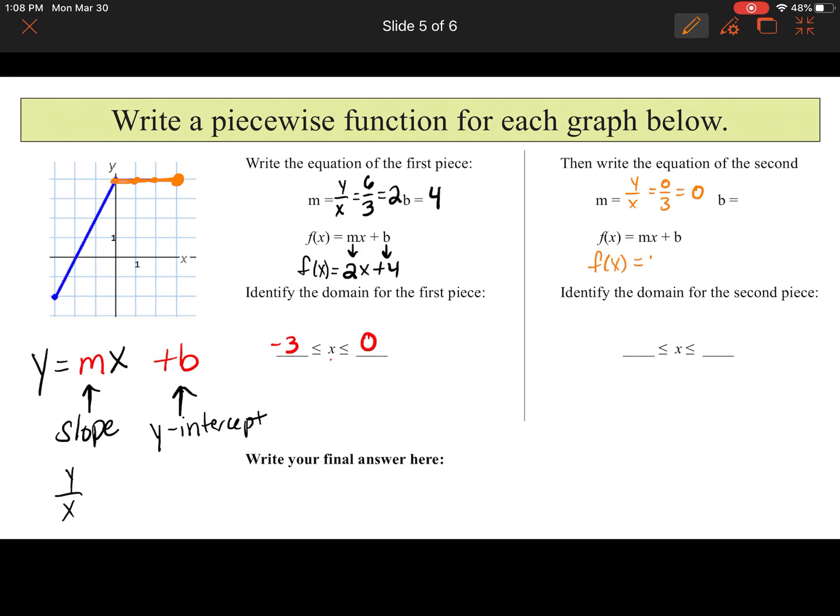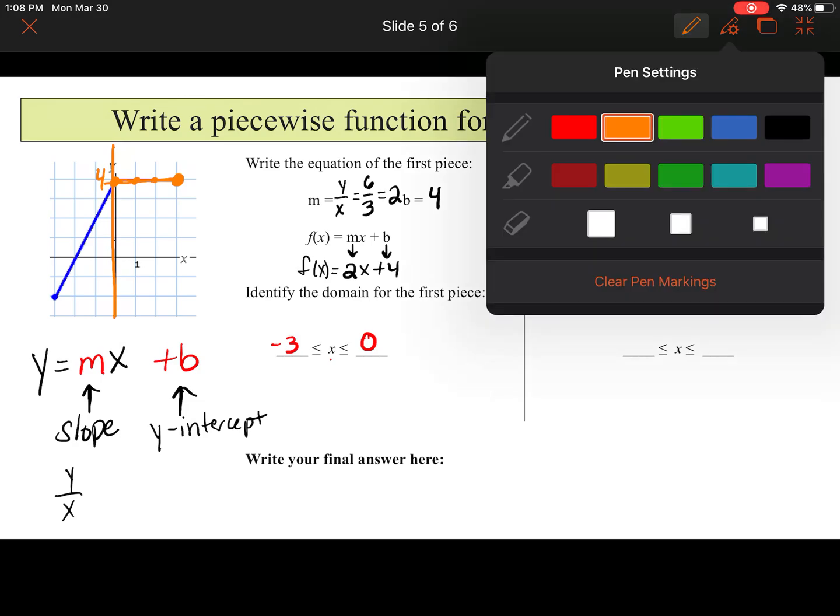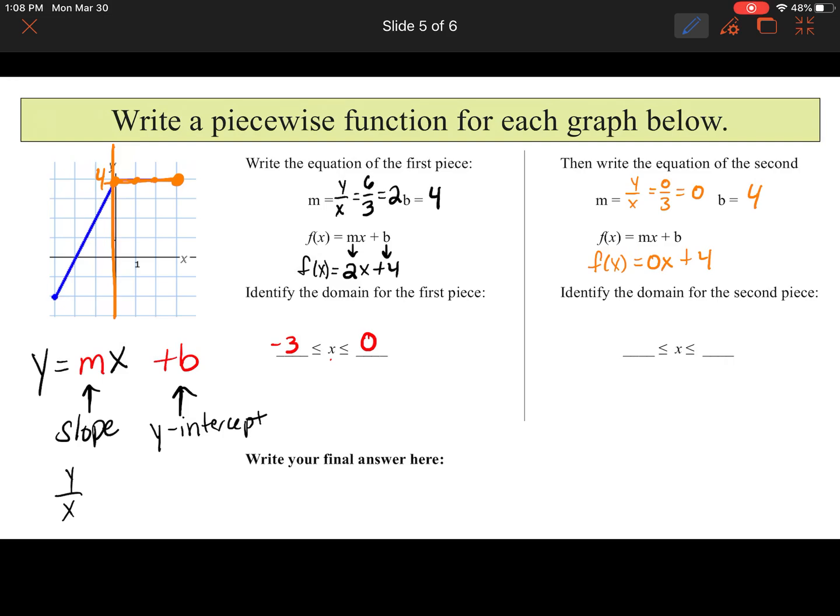Y equals 0x. Now my b, where does it cross the y-axis? Well, it crosses right here at y equals 4. So plus 4. Now, special thing we have to remember about this is that 0 times anything is just 0. So really we get rid of this whole piece. And our new equation is just f of x equals 4.